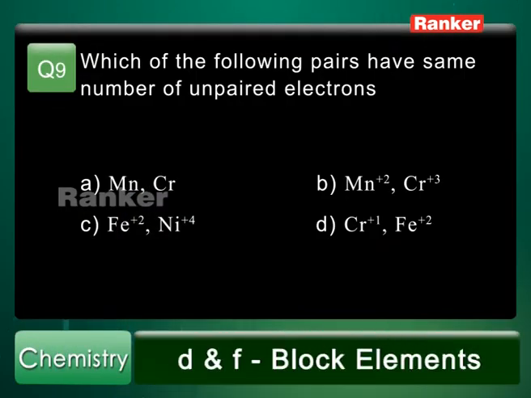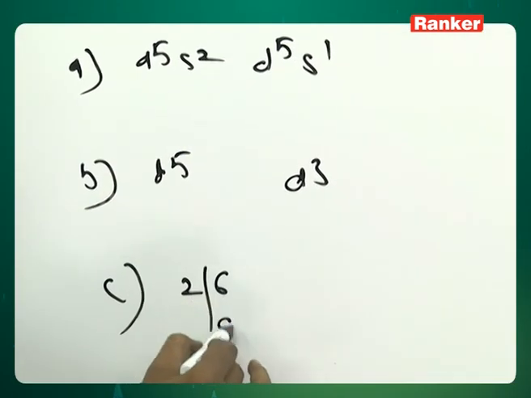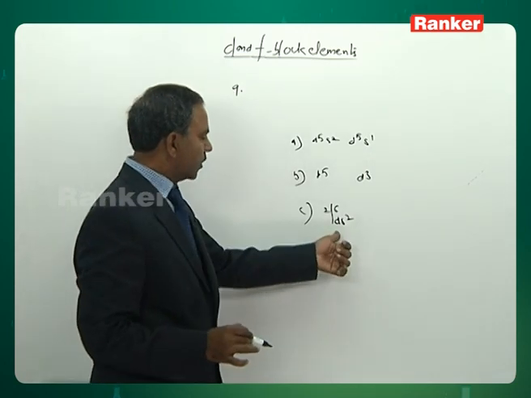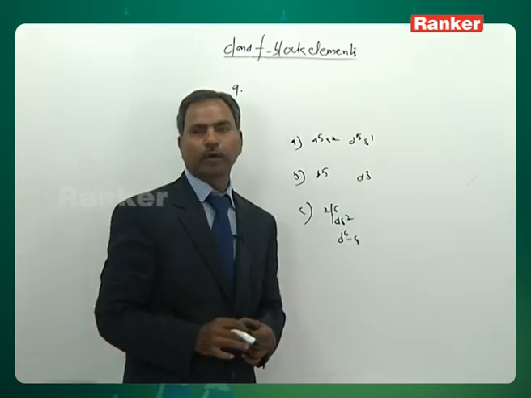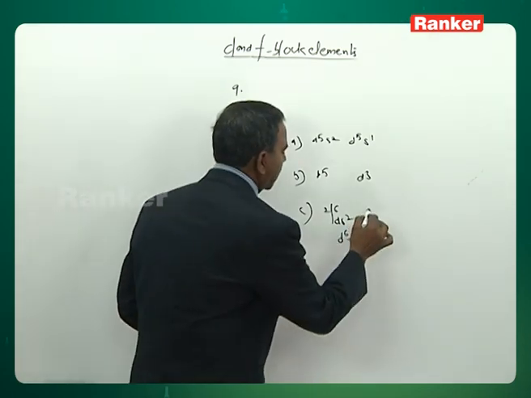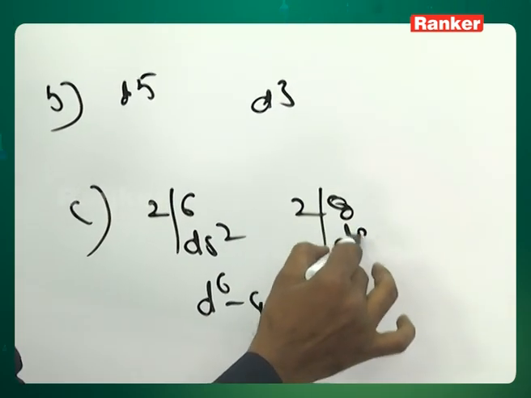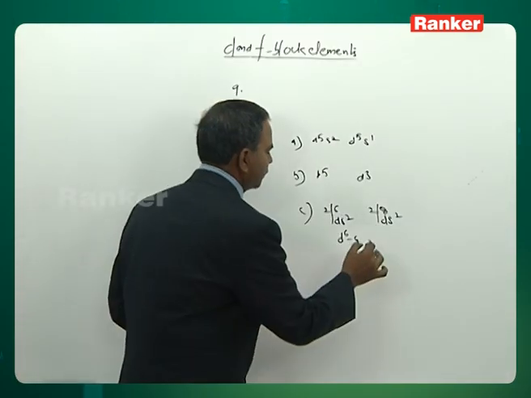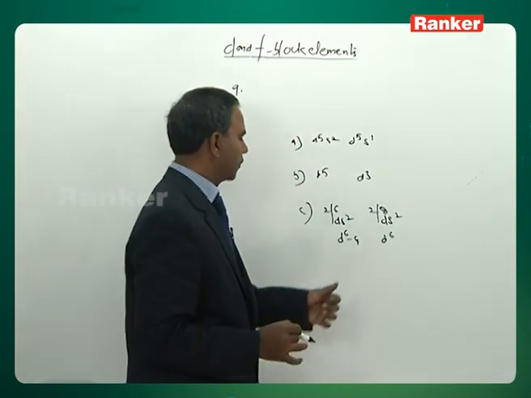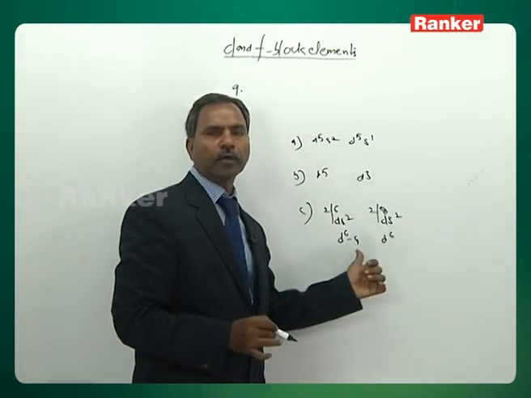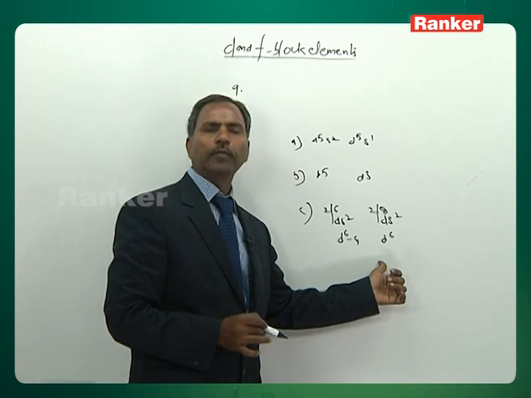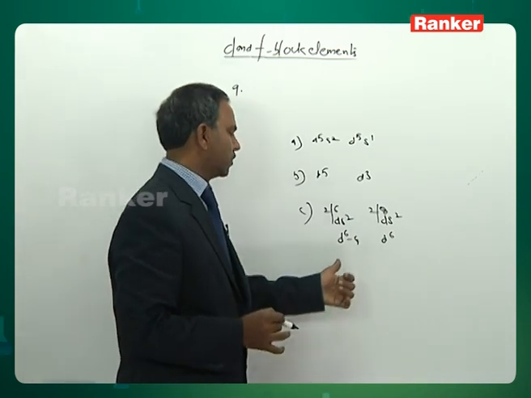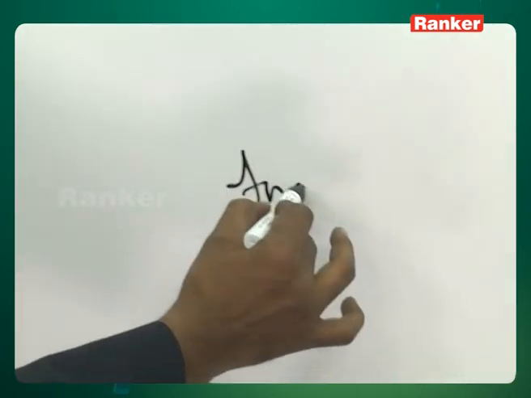Coming to C, Fe plus 2 and nickel plus 4. Fe has atomic number 26, configuration D6S2. Fe plus 2 means remaining is D6, which has 4 unpaired electrons. Nickel is D8S2, and plus 4 makes it D6. Both carry the electronic configuration D6, so both have the same number of unpaired electrons. Therefore, the answer is option C.